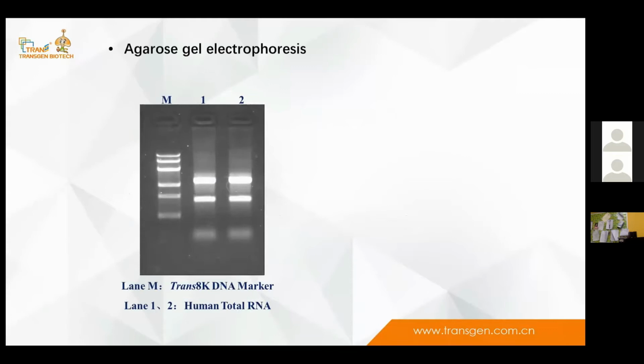The first one is agarose gel electrophoresis, with very high voltage and a very short running time, maybe 5 minutes at 200 volts. We can see a very good result for the RNAs. There are three bands here. The first one is the 28S RNA, the other is the 18S RNA, and the ratio between these two bands is 2 to 1.